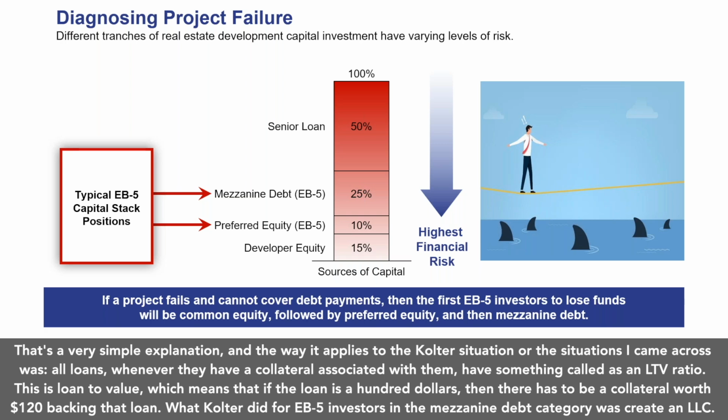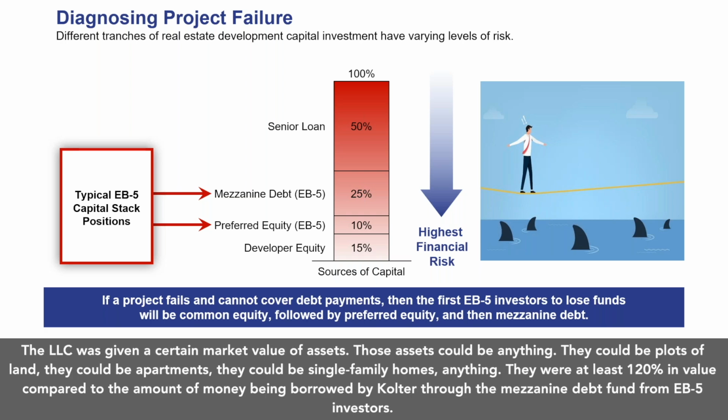Okay, which means that if the loan is $100, then there has to be a collateral worth $120 backing that loan. Okay, what Coulter did for EB5 investors in the mezzanine debt category was it created an LLC. The LLC was given a certain market value of assets. Those assets could be anything. They could be plots of land, they could be apartments, they could be single family homes, anything.